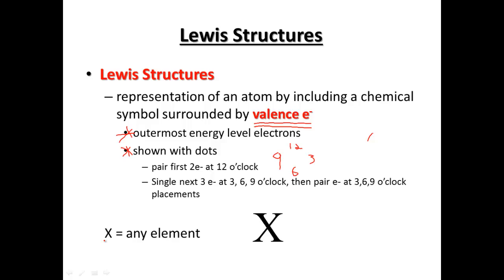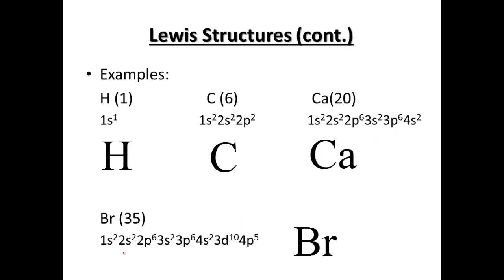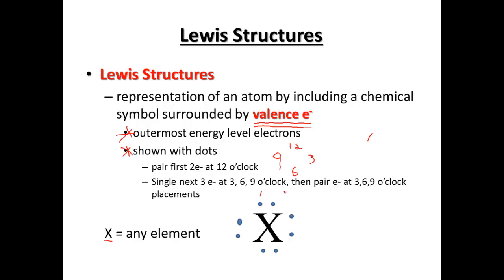Just as an example, X would be just any element. If we have one outer electron, it's placed as a dot above whatever symbol we've given the element. If there are two electrons, they'll be placed as a pair. With 3 electrons, it's single, single, and single at the 3 o'clock, 6 o'clock, and 9 o'clock sides of that element symbol. And then if we have more, they go back at the 3, 6, and 9 o'clock placements. So this would be your first and your second electron, then 3, 4, 5, 6, 7, and a maximum of 8 electrons in the outer energy level. The s orbital will be our first two, and then the next 6 are the p orbital.